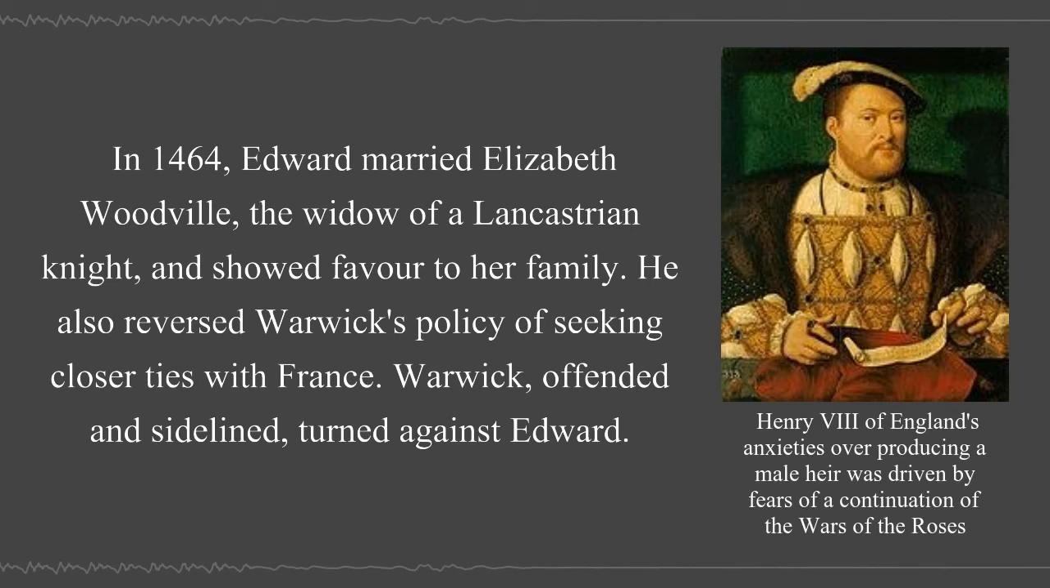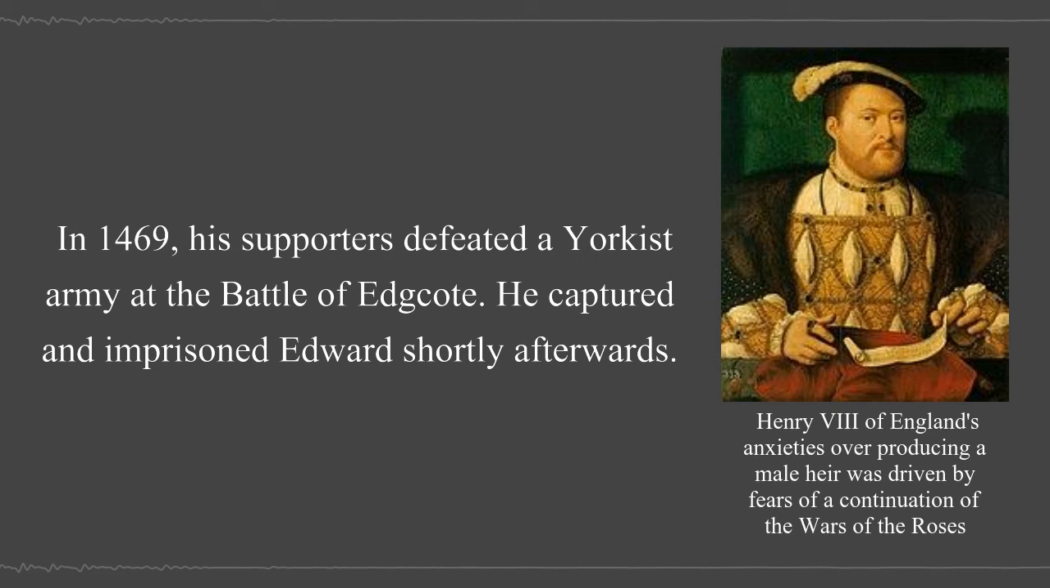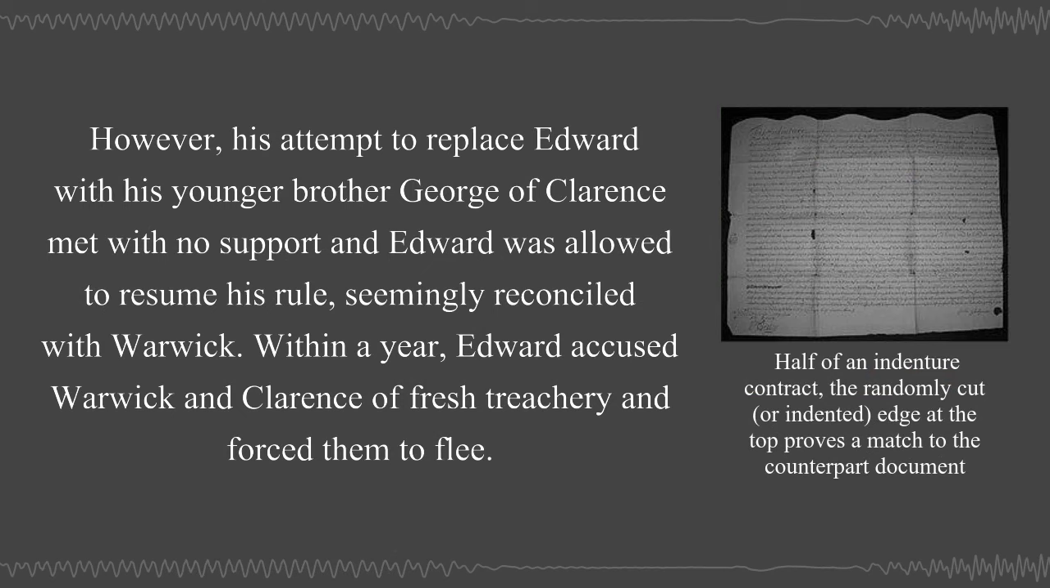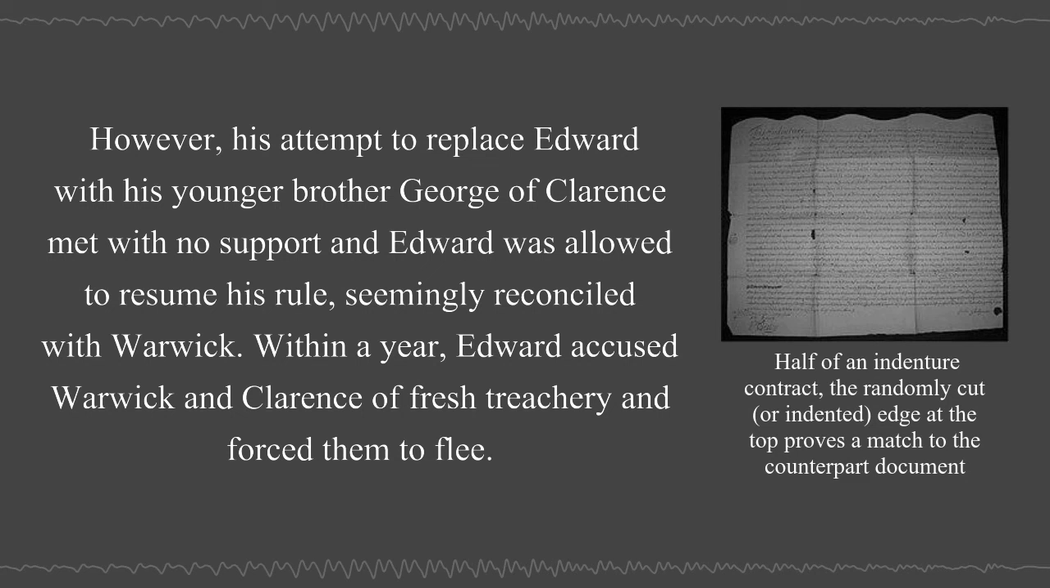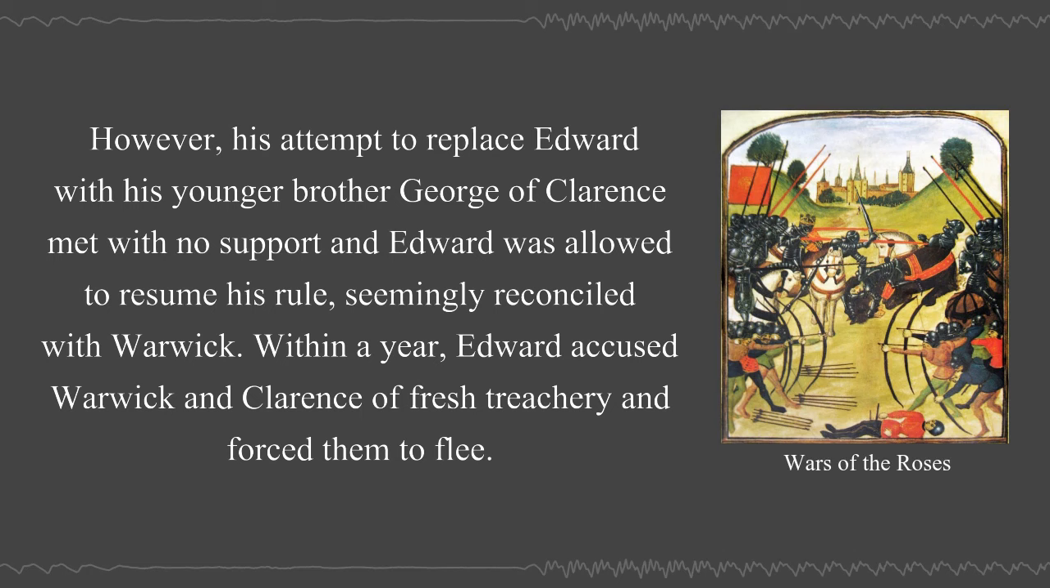In 1469, his supporters defeated a Yorkist army at the Battle of Edgecote. He captured and imprisoned Edward shortly afterwards. However, his attempt to replace Edward with his younger brother George of Clarence met with no support, and Edward was allowed to resume his rule, seemingly reconciled with Warwick. Within a year, Edward accused Warwick and Clarence of fresh treachery and forced them to flee.